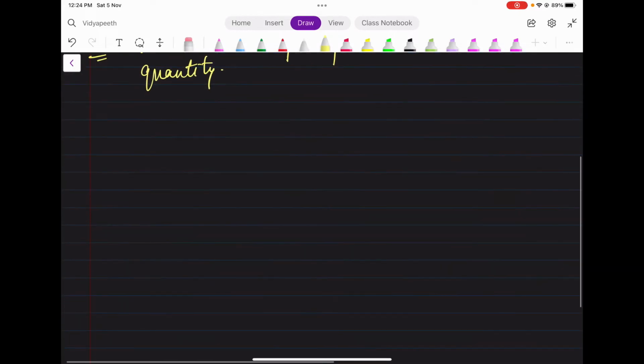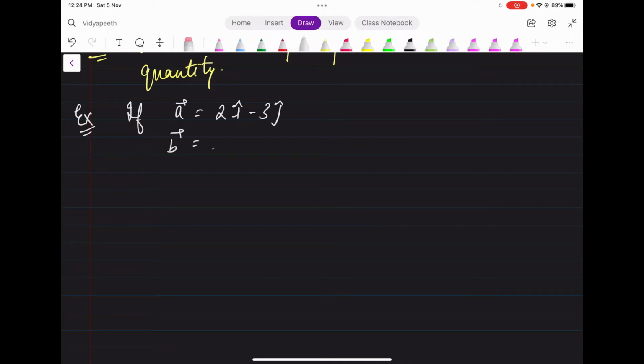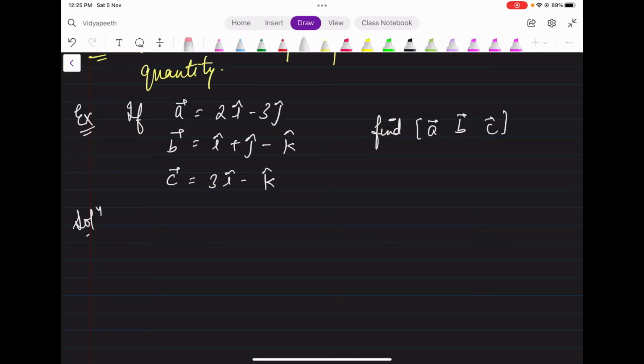Now let us quickly move to a small example and try to figure out how to find the scalar triple product. Suppose vector A is given as 2i minus 3j, B vector is given as i plus j minus k, and likewise C vector is 3i minus k, and somebody asks me to find the scalar triple product, that is the box of ABC. The definition of scalar triple product is nothing but A dot B cross C.